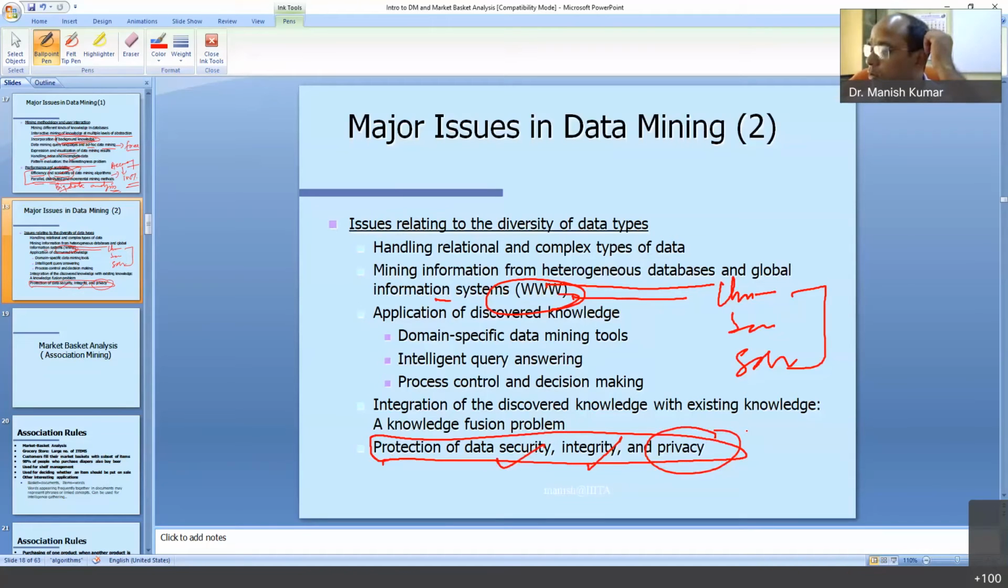So people are working on it, and certainly we'll be having one lecture session for data anonymity, which will deal with these issues. So that is what we talk about.